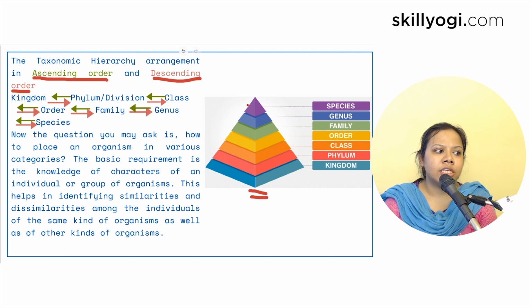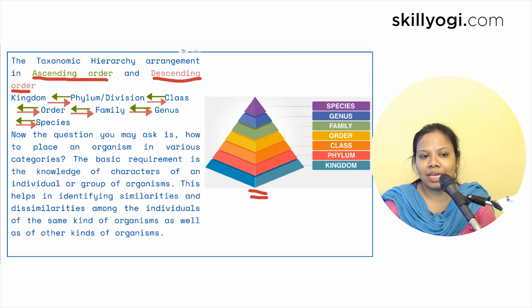Ascending order means species to genus, genus to family, family to order, order to class, class to phylum or division, and phylum or division to kingdom. So these are ascending order. We start from species, which is the lowest one, and we end at kingdom, which is the highest one. But this is the descending order. Why? We start from kingdom, that is the largest one, and we end at species, that is the smallest one.